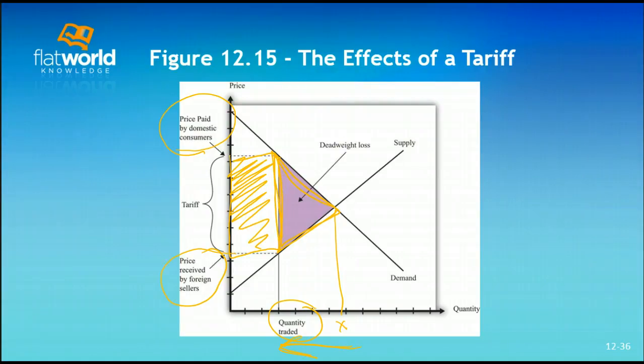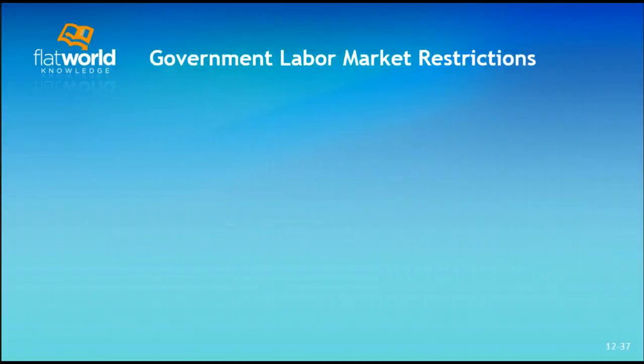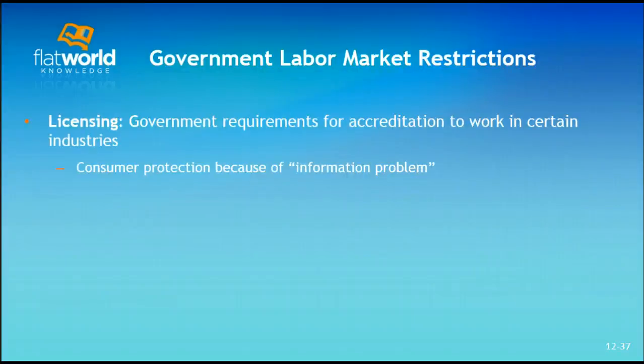Now let's shift gears and look at the labor market. Sometimes, as we have seen in previous chapters, the government may step in to the labor market. One of the things the government sometimes does is require licensing. For instance, in order to practice law, you have to pass the bar and you have to be admitted to the bar, and this is a legal thing.